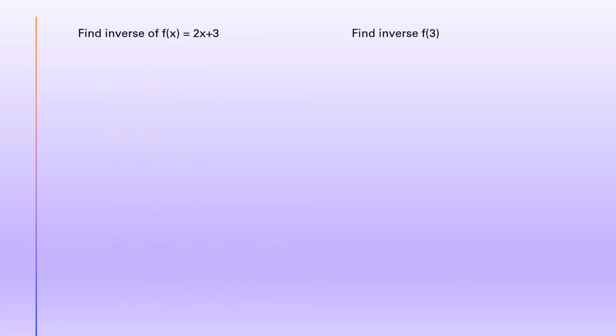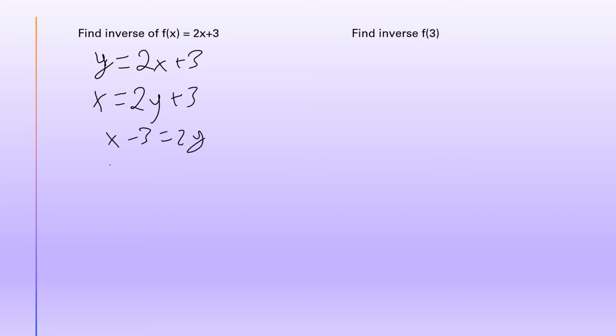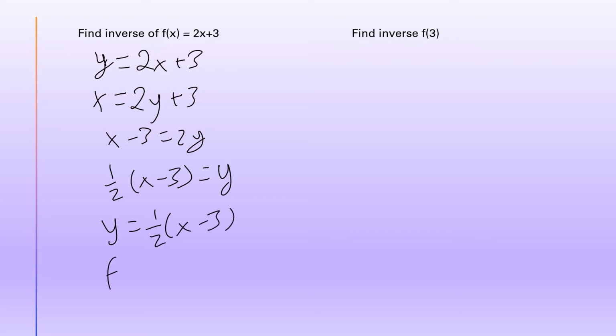If f of x equals 2x plus 3, then let's find the inverse. The inverse would be: f of x just equals y equals 2x plus 3. So replace the variables. You get x equals 2y plus 3. So x minus 3 equals 2y. Half times x minus 3 equals y. So the inverse of f of x equals half times x minus 3.